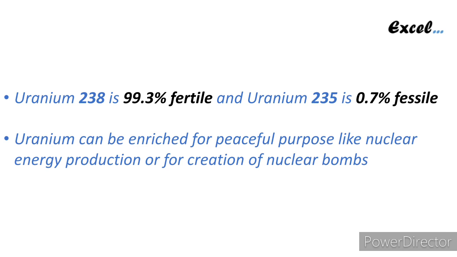But uranium-235 can be extracted from uranium-238, which is known as the uranium enrichment process. Uranium can be enriched for peaceful purposes like nuclear energy production or for creation of nuclear bombs. You might have heard in the news that the USA has sanctioned Iran for enriching uranium, alleging that Iran is enriching uranium for becoming a nuclear country. Well, there is a treaty which stops uranium enrichment for armament, known as the NPT, Nuclear Non-Proliferation Treaty.